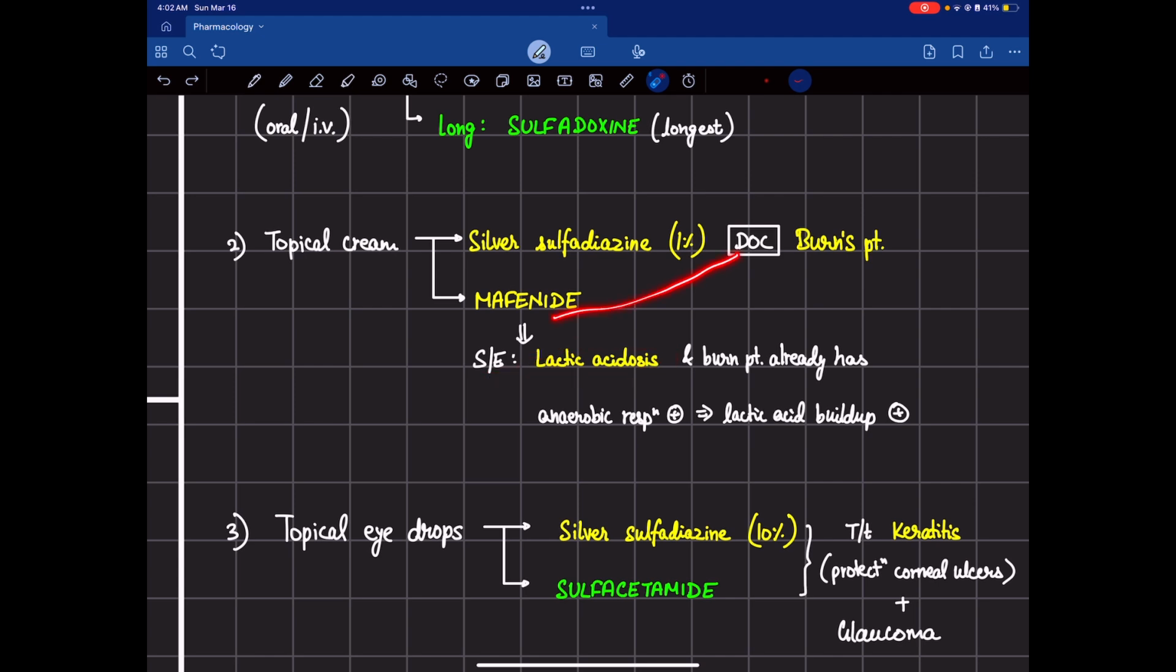That is why it is not used in burns patients, because they already have anaerobic respiration going on since the skin is already burnt off, and this causes lactic acid buildup in these patients. That is why mafenide is not used in burn patients.